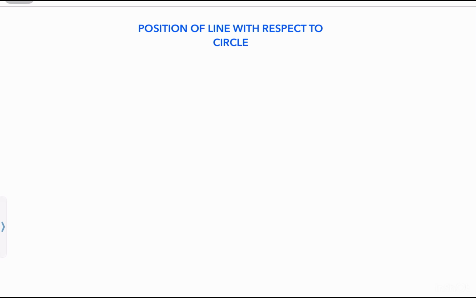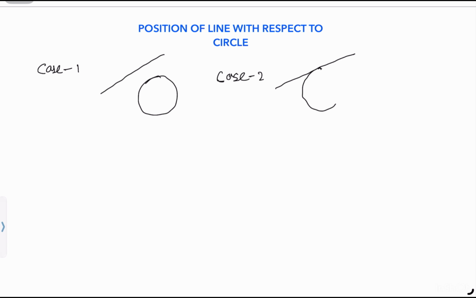Now the next topic is the position of a line with respect to a circle. There are three types of cases. Case 1, the line can be outside of the circle. Second case, the line touches our circle. This is case 2. And case 3, the line cuts our circle.